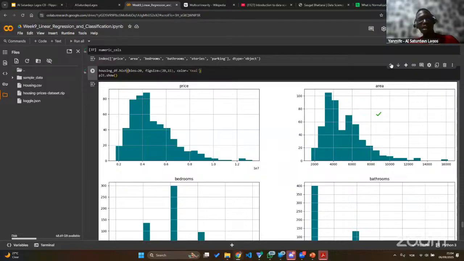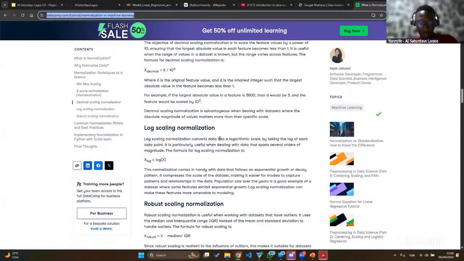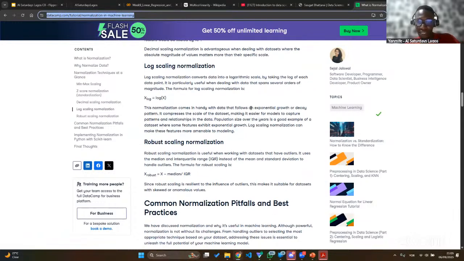Let me see how these people explained log transformation. Oh, exactly. Look at it. Log scaling normalization converts data into a logarithm scale by taking the log of each data point. It is particularly useful when dealing with data that spans several orders of magnitude. So this normalization comes in handy with data that follows an exponential growth or decay pattern. It compresses the scale of the data set, making it easier for models to capture patterns and relationships in the data.